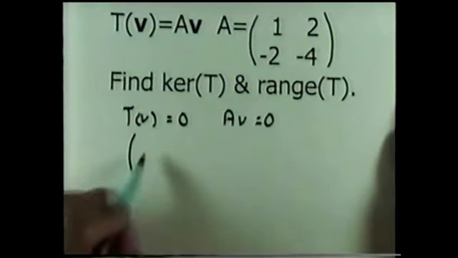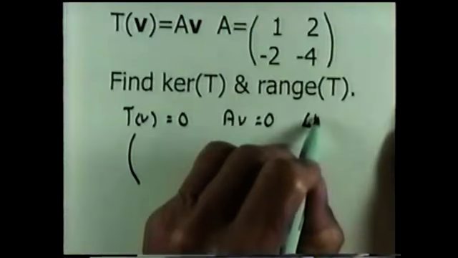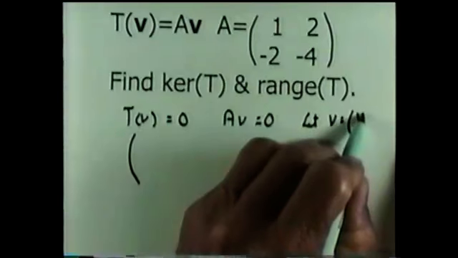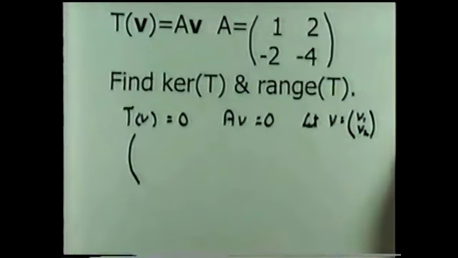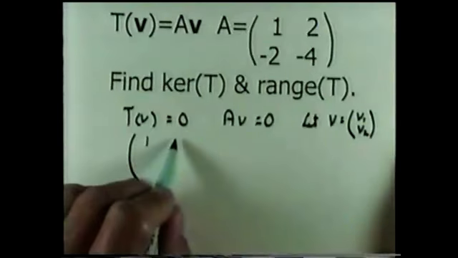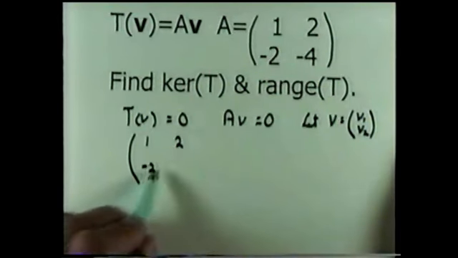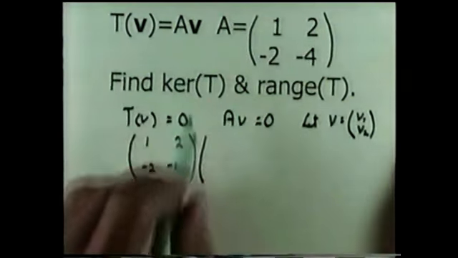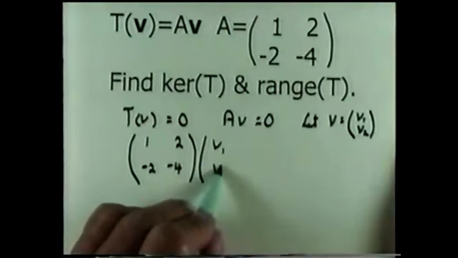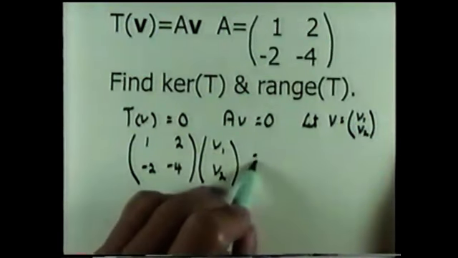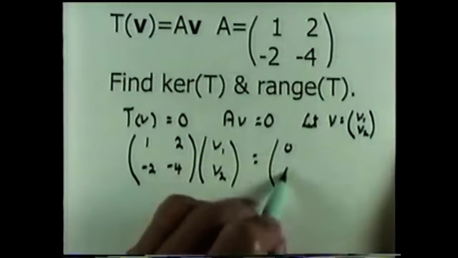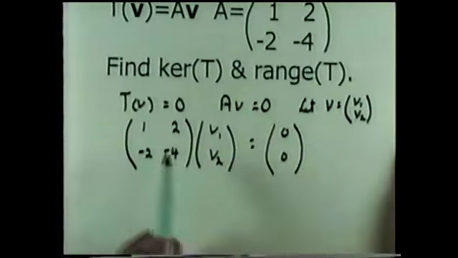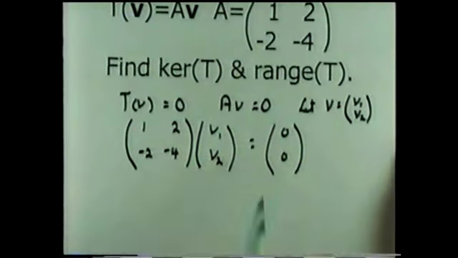So we would have, well, we'll let v equal [v1, v2]. So I have [1, 2; -2, -4] times v, [v1, v2], is equal to the 0 vector. So I'm wanting all v such that Av is equal to 0.